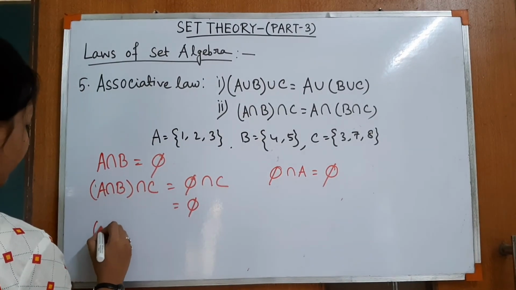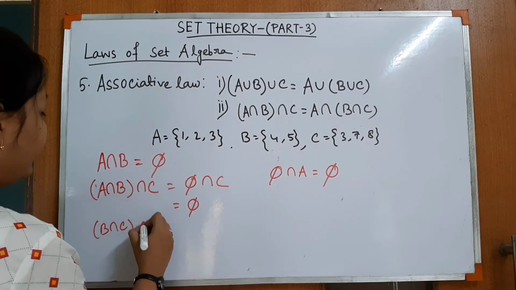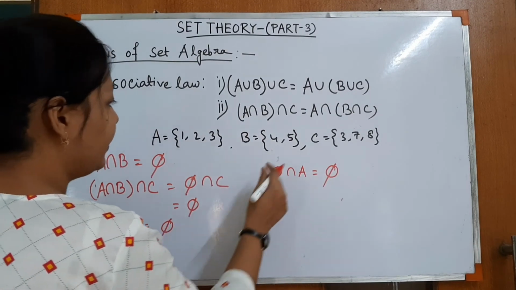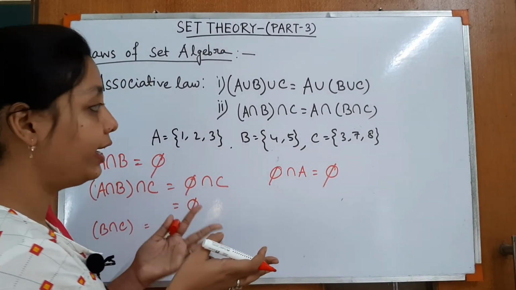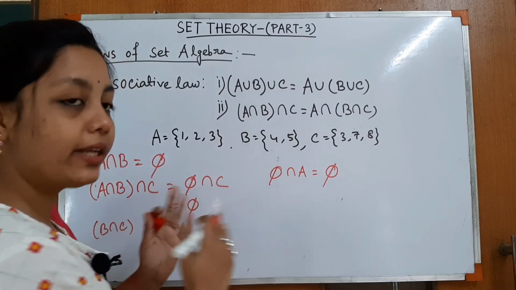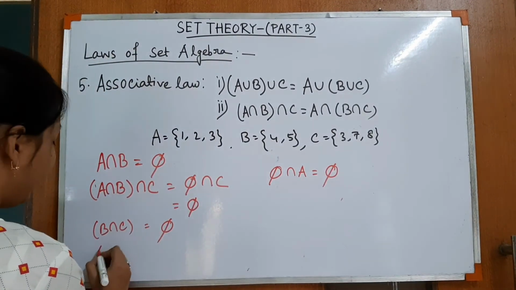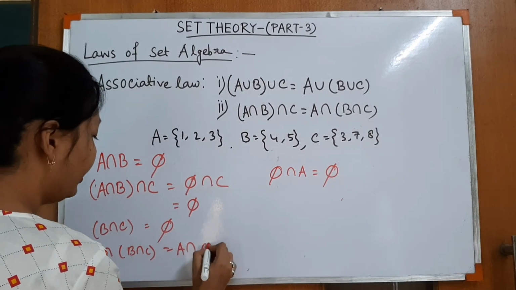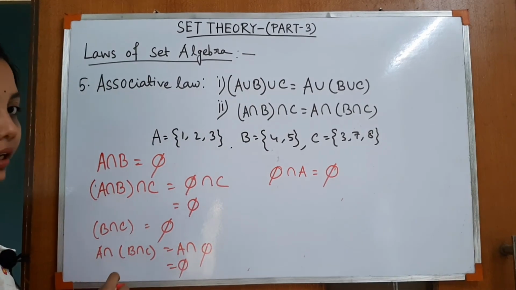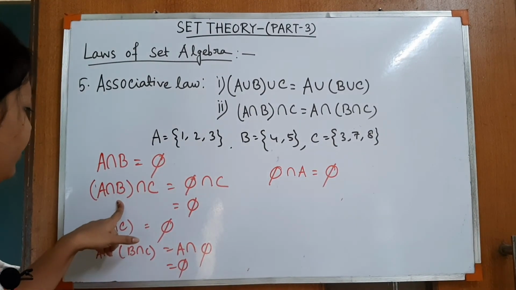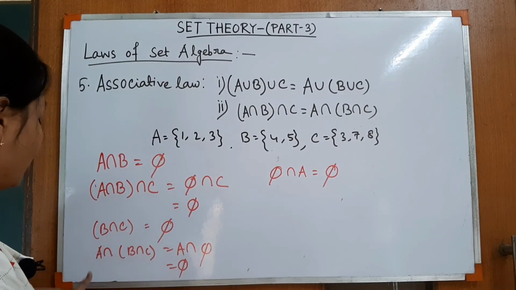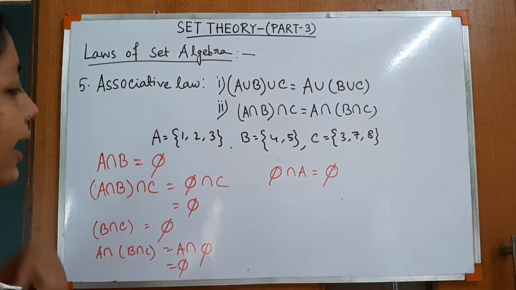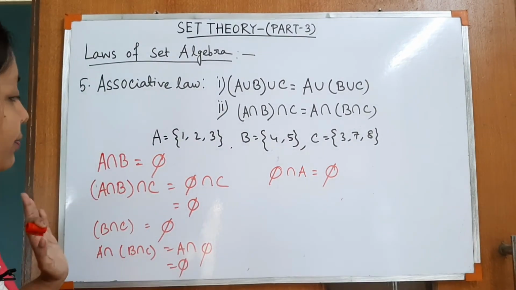Also, B intersection C means phi because we cannot find any element which is common in these two sets B and C. So A intersection B intersection C means A intersection phi, which also gives phi. So here A intersection B intersection C equals phi and also A intersection B intersection C equals phi, which satisfies this associative law. Okay, note down this portion.